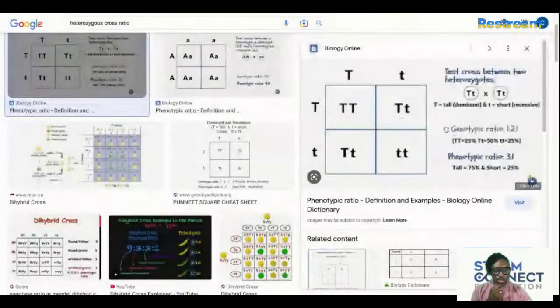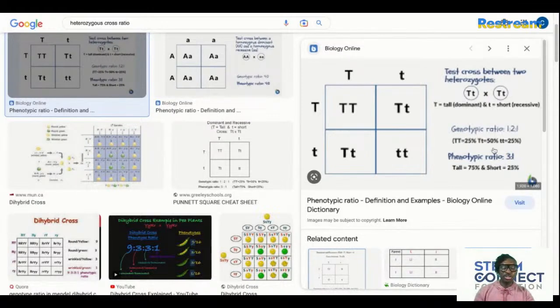So let's look at something. All right, so look to the right. So here we have that same example, right? So when you look at it, you told me that 25% are going to be short, and that's correct because you see two little t's. So that's a 3. So big T, big T, big T, little t, big T, little t. All will be tall. That's 75% or a 3-to-1 ratio phenotypically. If they ask you genotypically, what's that ratio when you have two heterozygous parents? It is 1 to 2 to 1.